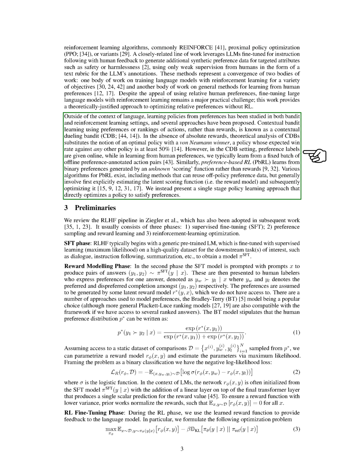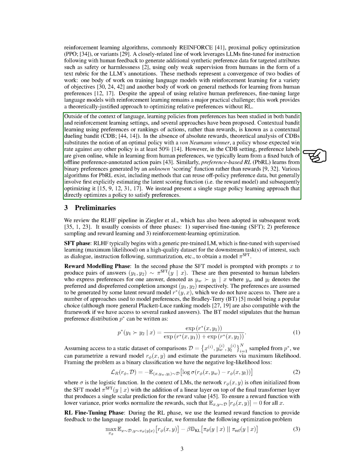Outside of the context of language, learning policies from preferences has been studied in both bandit and reinforcement learning settings, and several approaches have been proposed. However, in the context of learning from human preferences, we typically learn from a fixed batch of offline preference annotated action pairs.